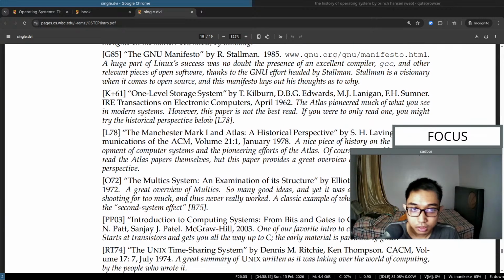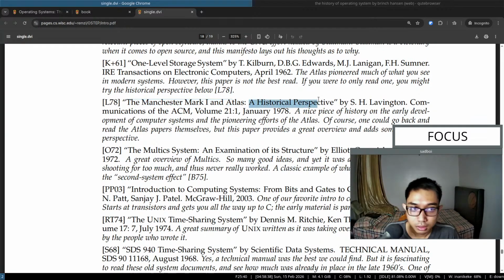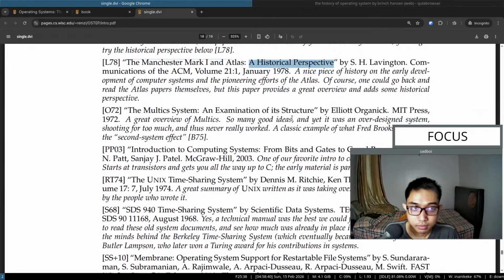One-level storage system. The Atlas pioneered much of what you see in modern systems. However, this paper is not the best read. Okay, if you only read one, maybe try the history perspective below this one. A history perspective.